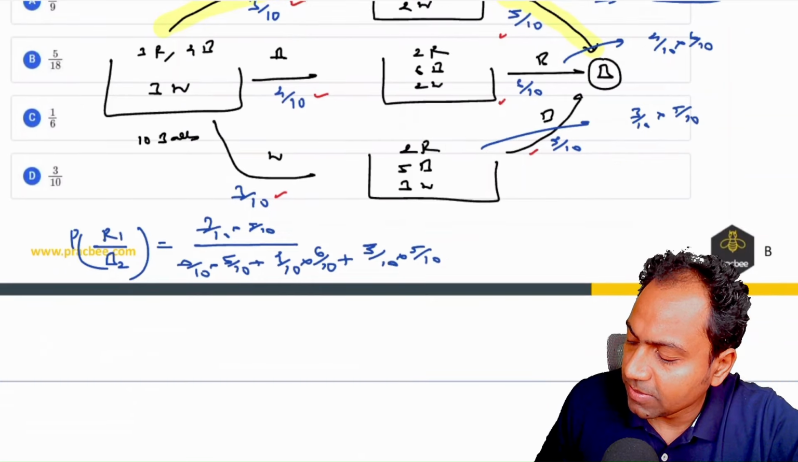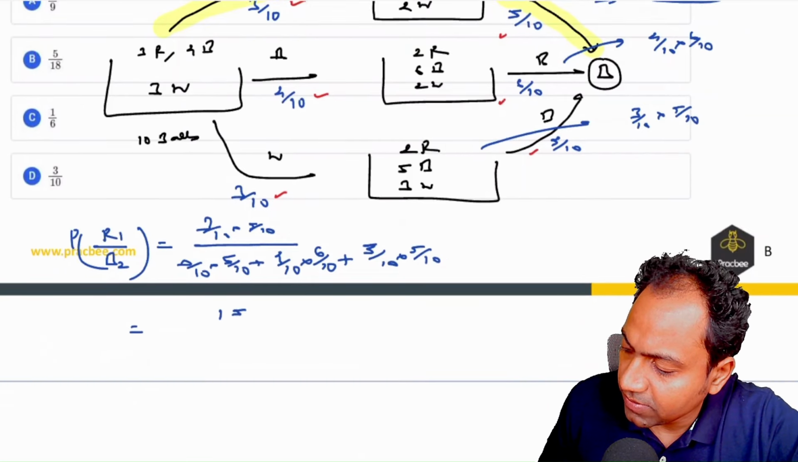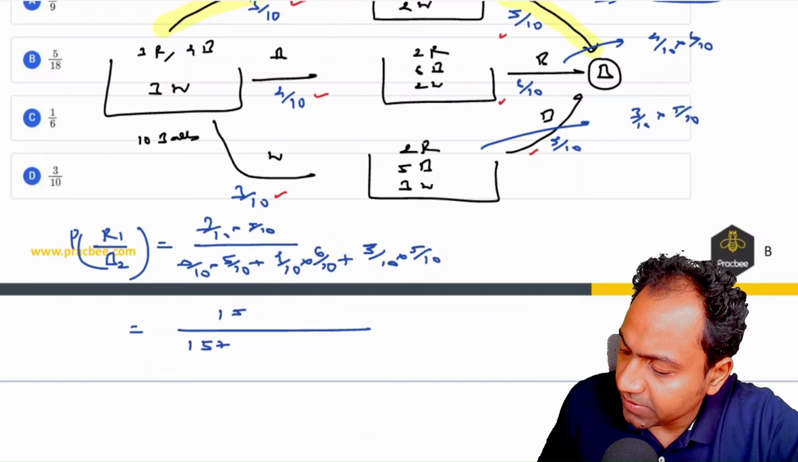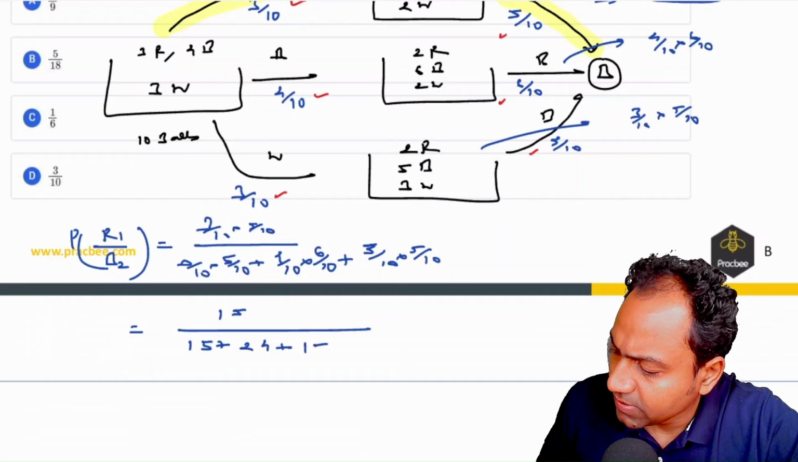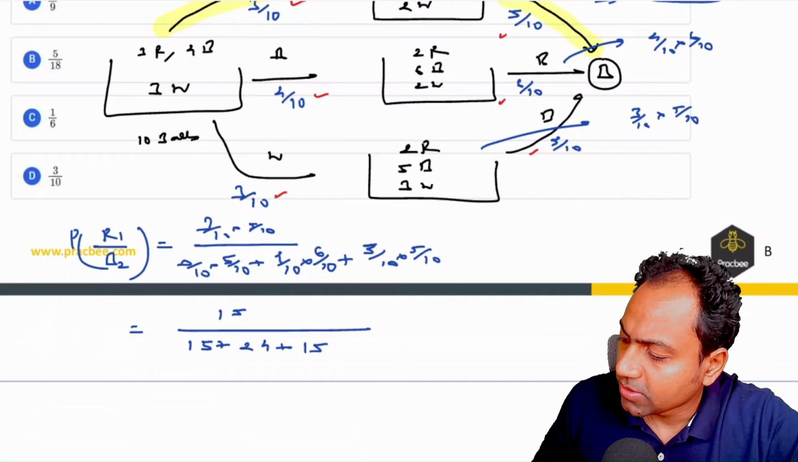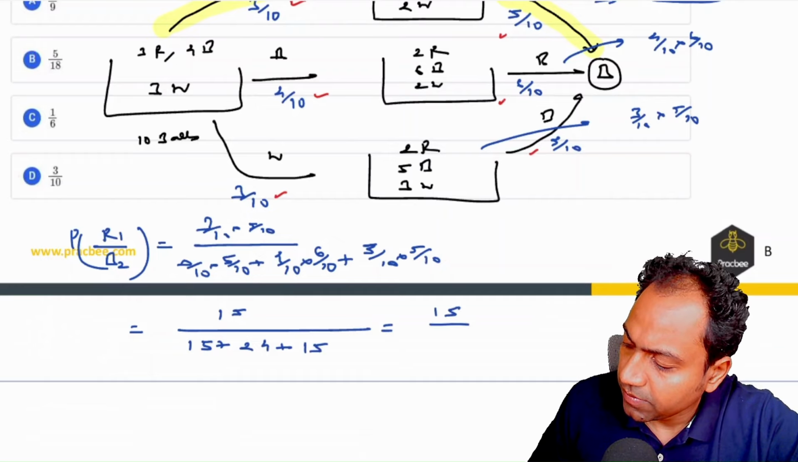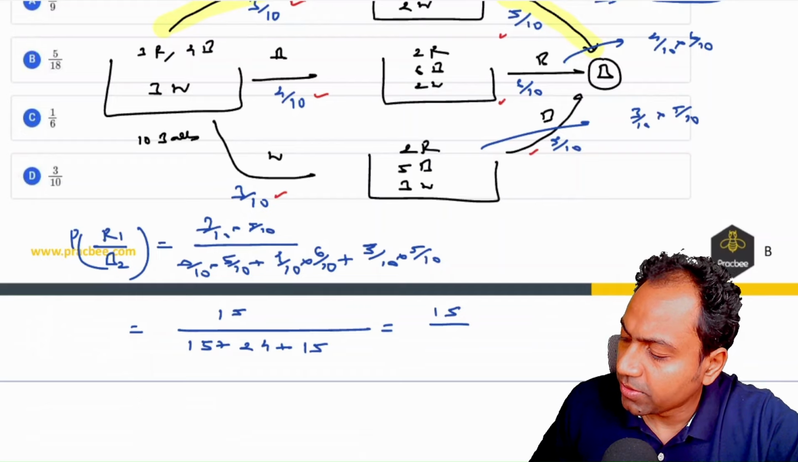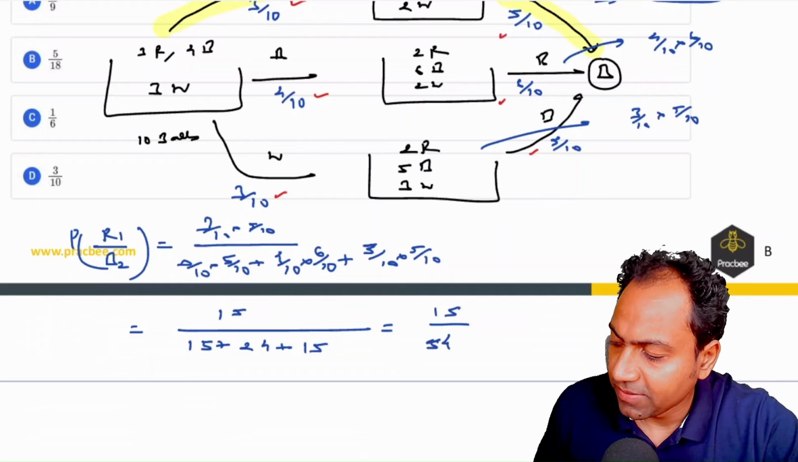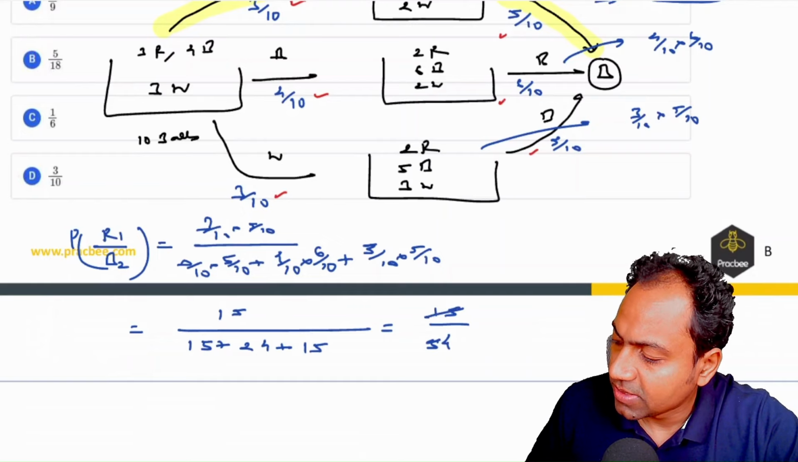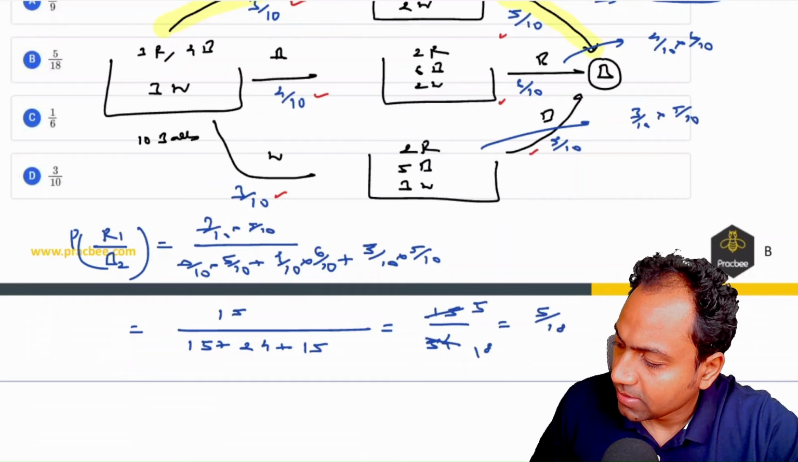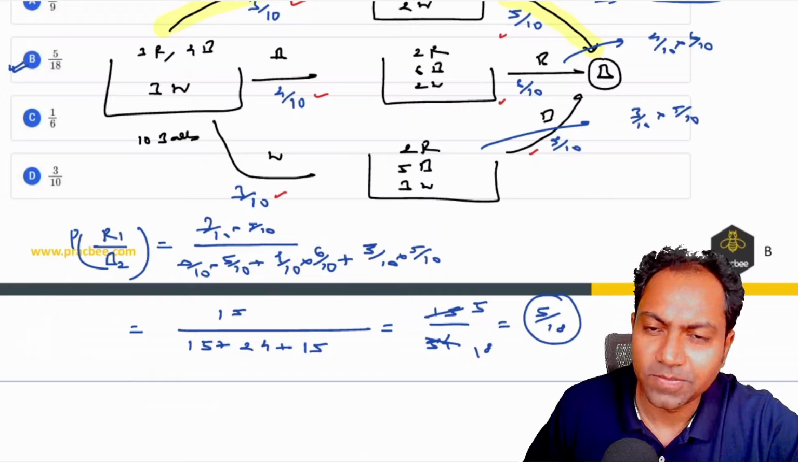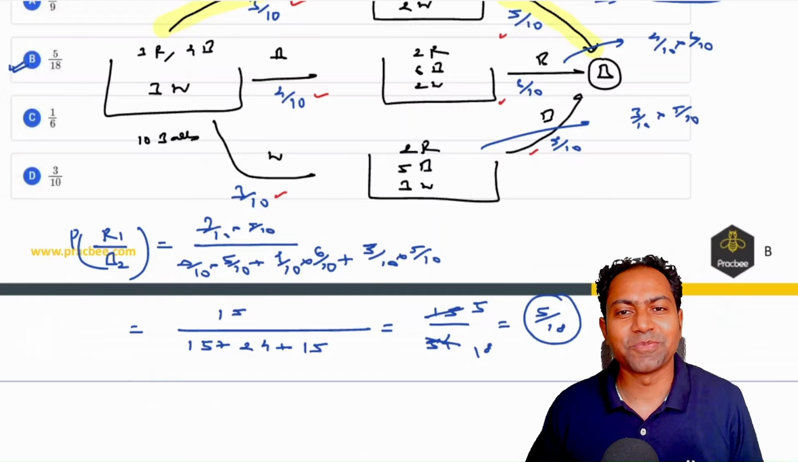If I simplify this, what I am getting is nothing but 15 divided by 15 plus 24 plus 15. So this comes out to be nothing but 15 by 30 plus 24, 54. If I divide by 3, this becomes 5 and 18. So the answer becomes 5 by 18, and that is nothing but option B. So a very simple straightforward question based on Bayes theorem.